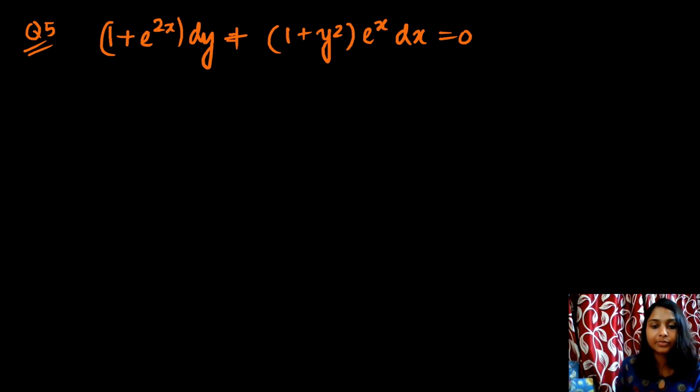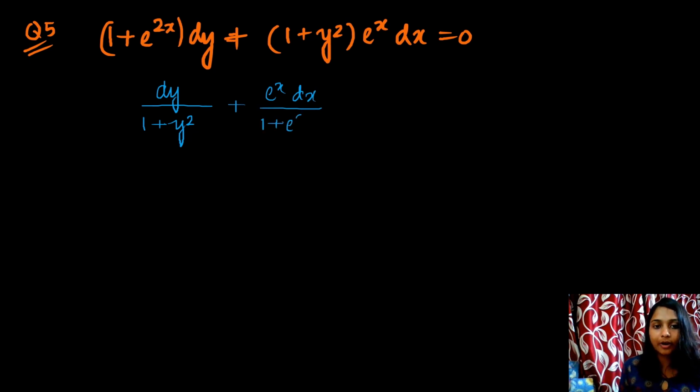Okay, so we have the next question here, which is this equation. We need to find the solution, and as there is no condition given, we will obtain only the one parameter family of curves. So by separating, we can see that dy divided by 1 plus y square plus e power x dx divided by 1 plus e power 2x.